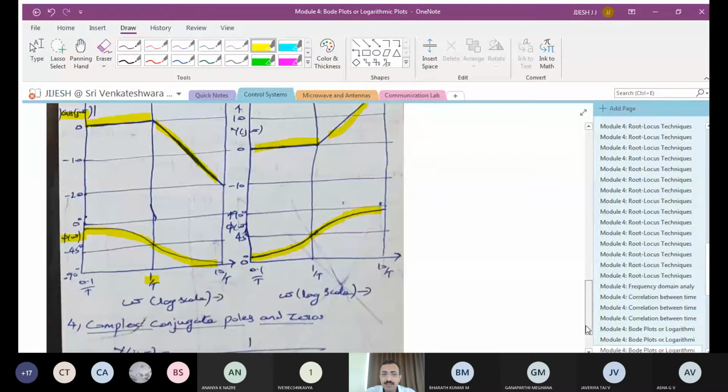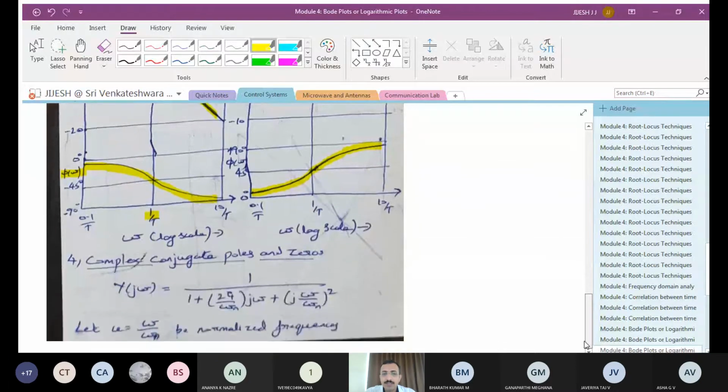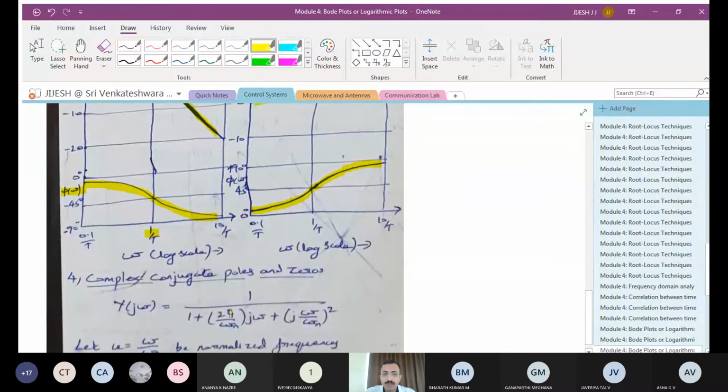Now let us think about complex conjugate poles and zeros. If complex conjugate poles are there, the function will be G of j omega equal to 1 divided by 1 plus 2 zeta divided by omega n times j omega plus (j omega by omega n) whole squared.